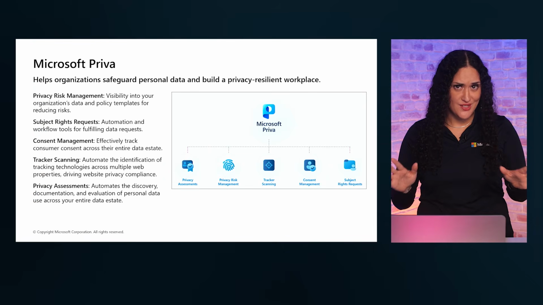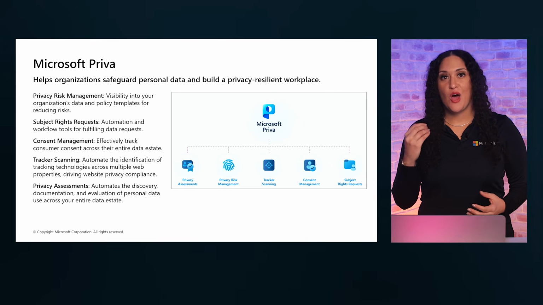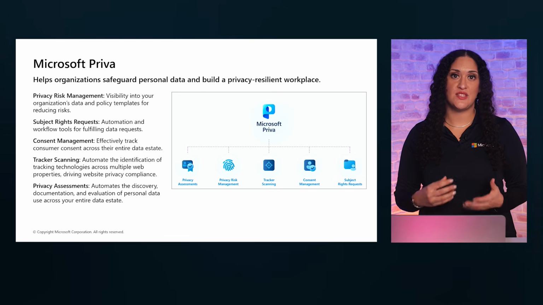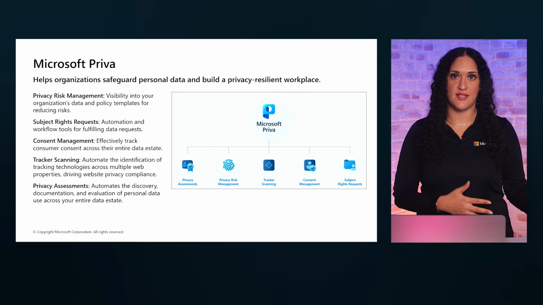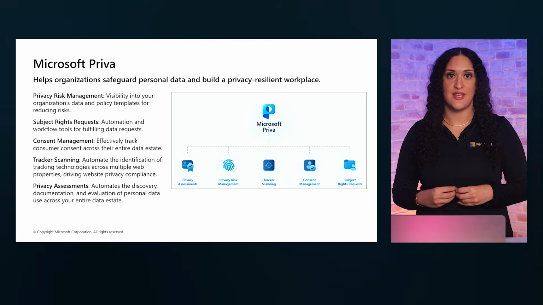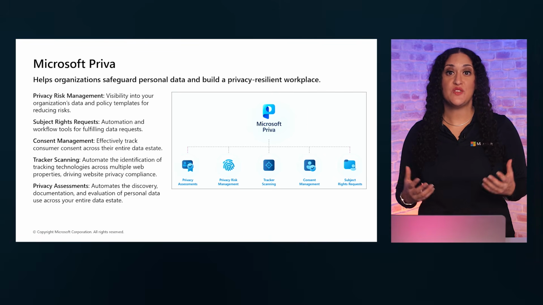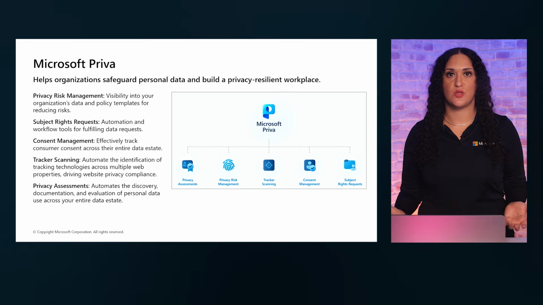In theory, all of these sound great, right? But what about in practice? When the time comes to implement them, Microsoft Priva is a solution designed to help organizations turn the privacy commitments into everyday practice. Microsoft Priva helps organizations safeguard personal data and build a privacy-resilient workplace by giving visibility into where personal data lives and how it is used.